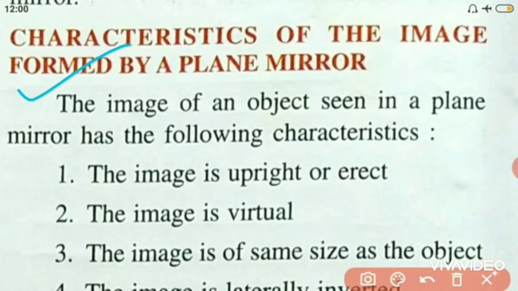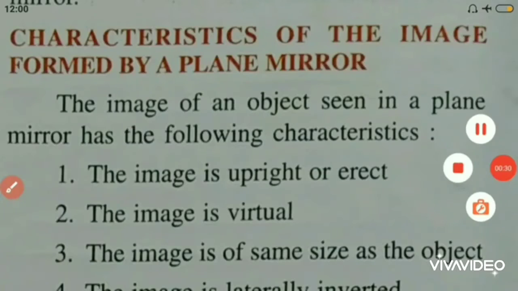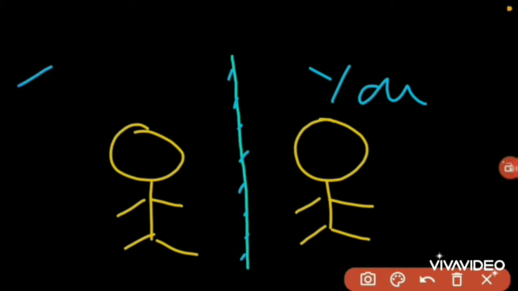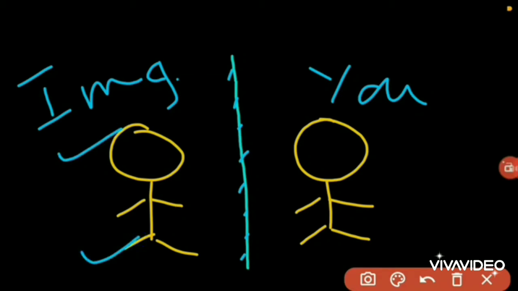The image of an object seen in a plane mirror has the following characteristics. The first is the image is upright or erect. Let's understand it with a simple example. Suppose this is you and the line which you can see is a mirror. So the image that is formed in the mirror is similar to yourself, meaning there is no change occurring. So the image is upright or erect, not upside down.